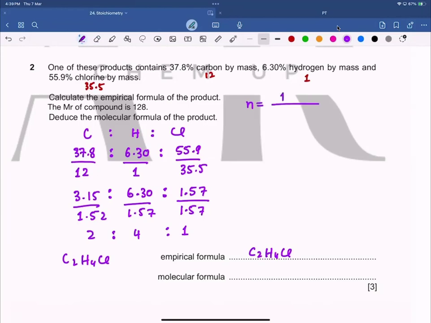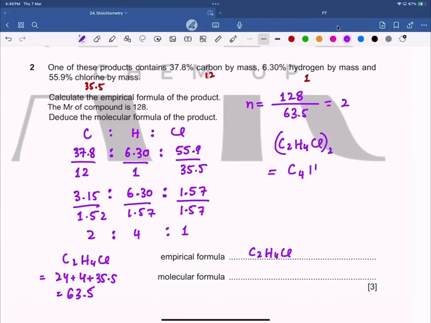Now I have to find the N. So the relative molecular mass is 128. If I calculate its MR, there are 2 carbons, which is 24, 4 hydrogens, which is 4, and 1 chlorine, which is 35.5. So 63.5. So the value of N you will get is 2. So C2H4Cl times 2 gives you 2 times 2, 4. 4 times 2 gives 8, and 1 times 2, 2. So the molecular formula would become C4H8Cl2. Is this clear?